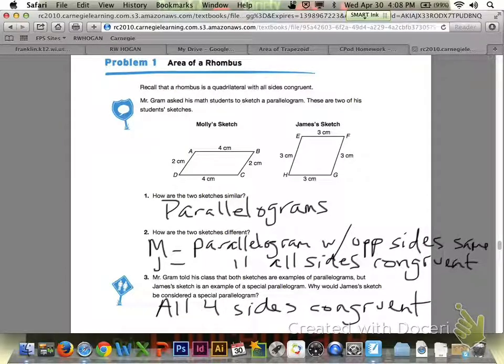Number 3 then says, Mr. Graham told his class that both sketches are examples of parallelograms, but James's sketch is an example of a special parallelogram. Why would James's sketch be considered special? Because all 4 of the sides are congruent in that quadrilateral. Molly's sketch does not have all 4 sides that are congruent.